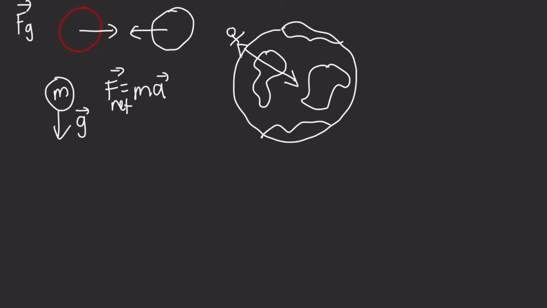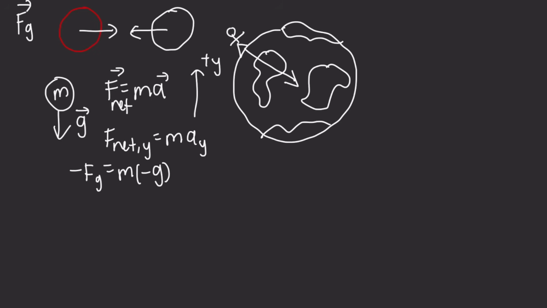So we can place a vertical y-axis in the vertical direction along the body's path with the positive direction pointing upwards. And for this axis, Newton's second law can be written in the form F net in the y direction equals m times acceleration in the y direction, which in our situation becomes negative F g, the gravitational force, equals m times negative g. Or, in other words, Fg equals mg.